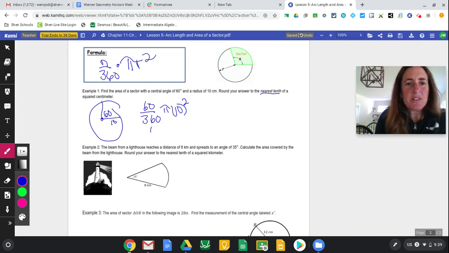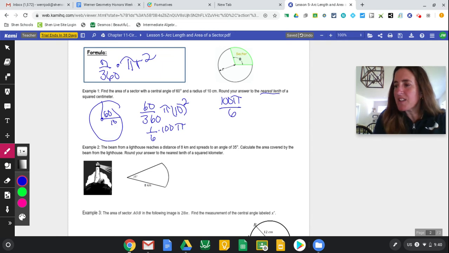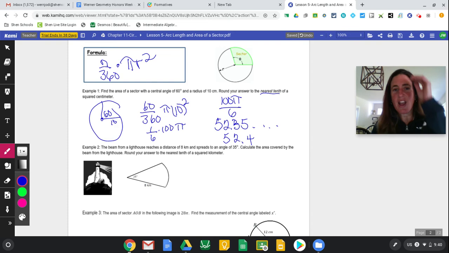Well, I'm going to reduce this to 1/6. This turns into times 100 pi, or this is 100 pi divided by 6. And when I type that in on the calculator, I get 52.35, and so on, which ends up being 52.4. So the area of that sector is 52.4. All right, that was fun.